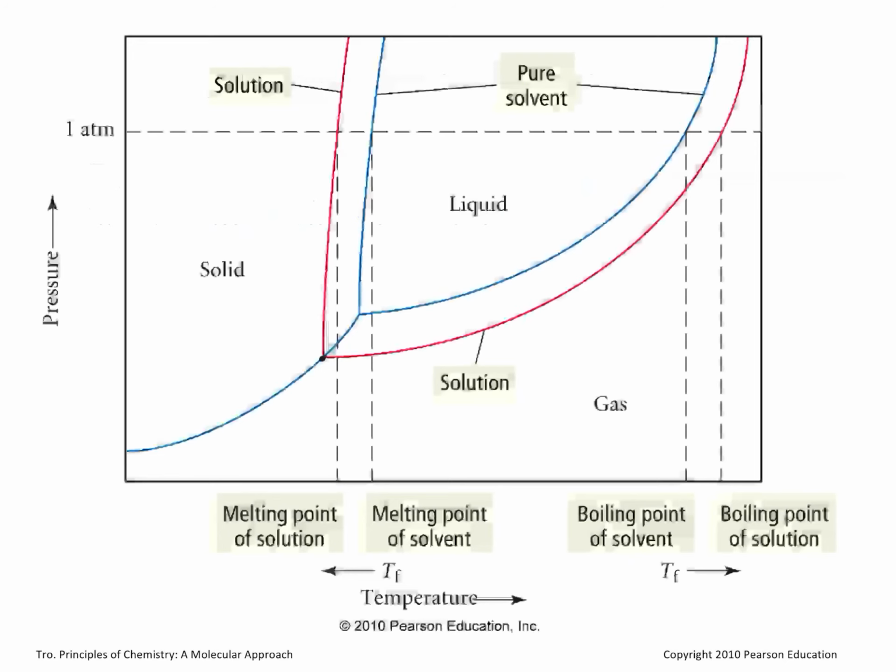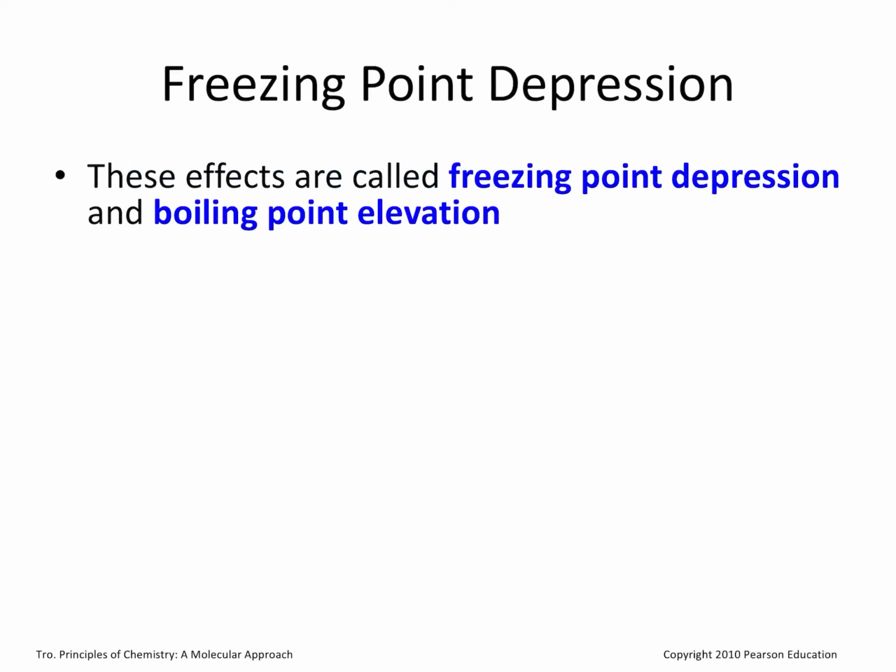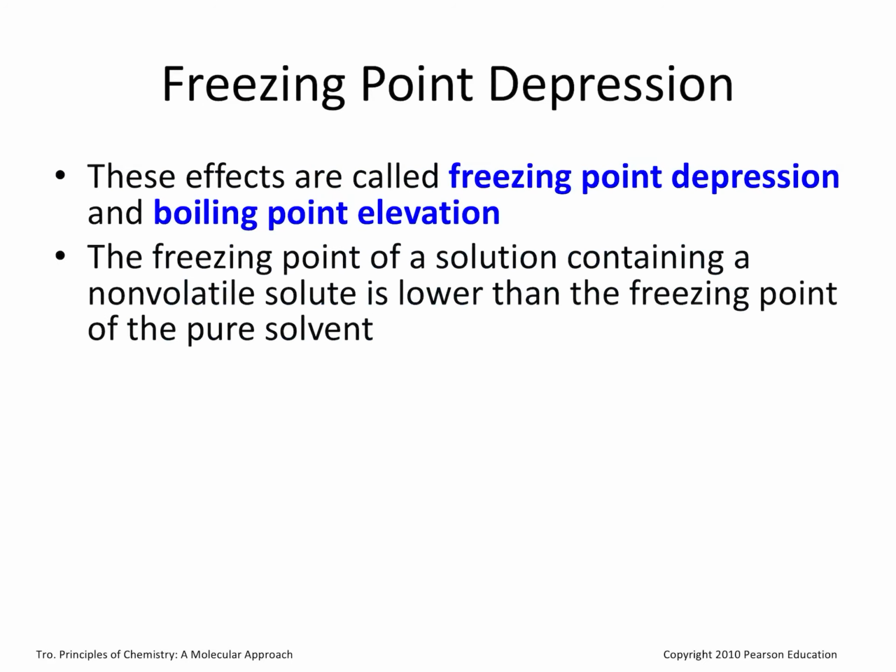So a non-volatile solute lowers the vapor pressure of a solution, resulting in a lower freezing point and an elevated boiling point. The blue is your pure solvent and the red is your solution. Notice how the red is more elevated at the boiling and lower at the freezing. Notice that the vapor pressure of the solution is shifted downward compared to that of the pure solvent, and the vapor pressure curve intersects the solid-gas curve at a lower temperature. This means that we need lower temperatures to melt and higher to boil.